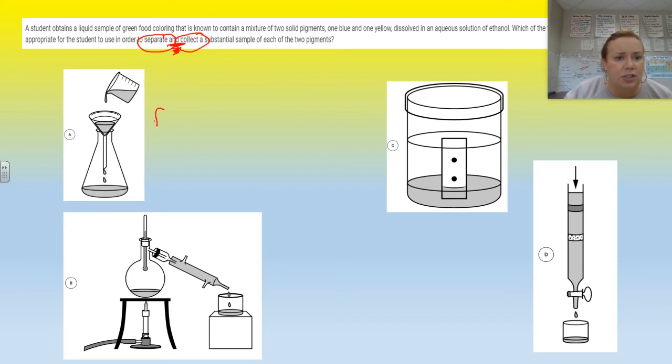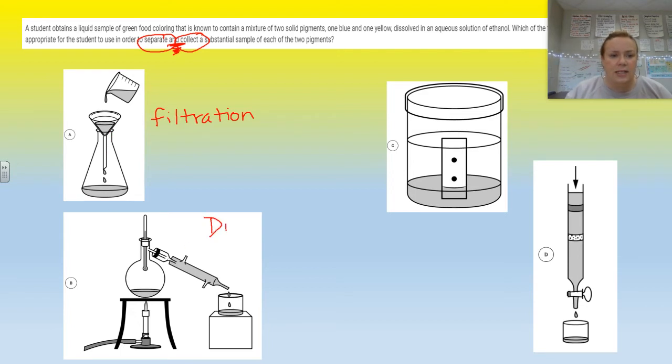This process is called just filtration, and it's a great way to separate and collect if you had a solid and a liquid. The problem is with this one, we've got just simply an aqueous solution. So if we poured that aqueous solution down, we wouldn't separate anything. This is only good to separate a solid out of a liquid solution.